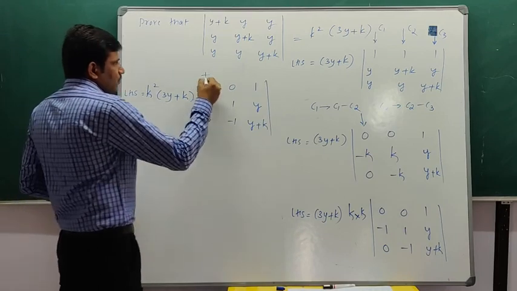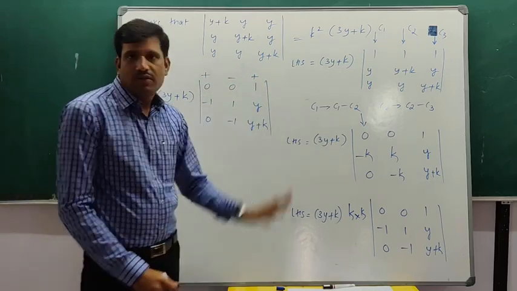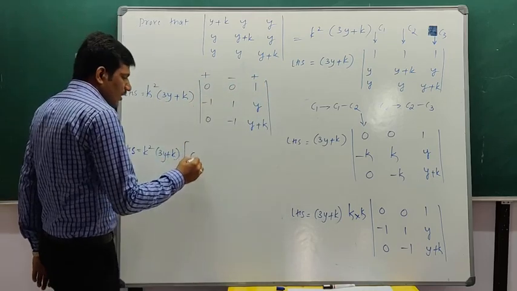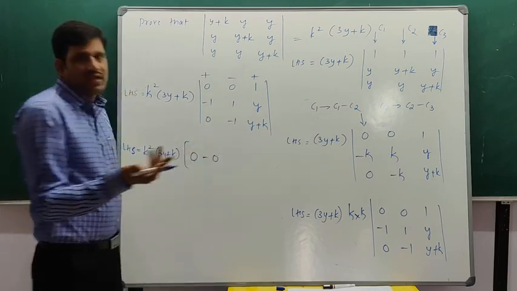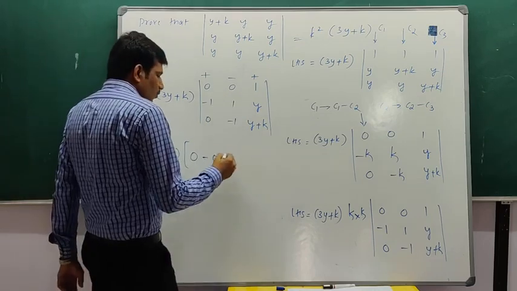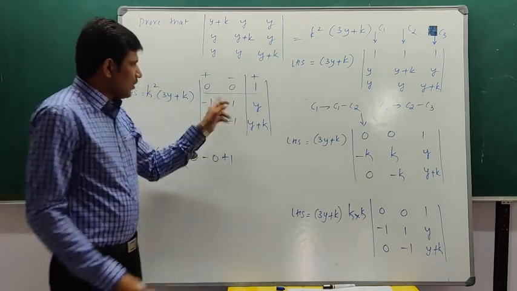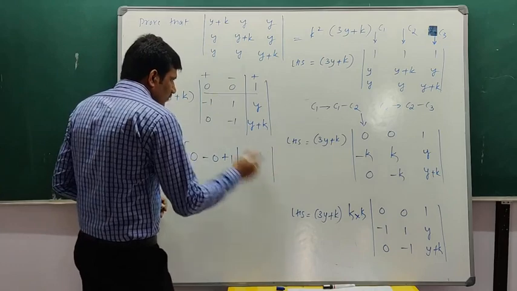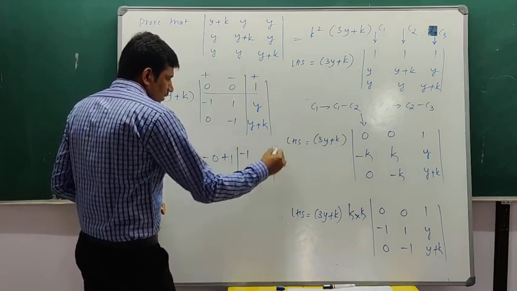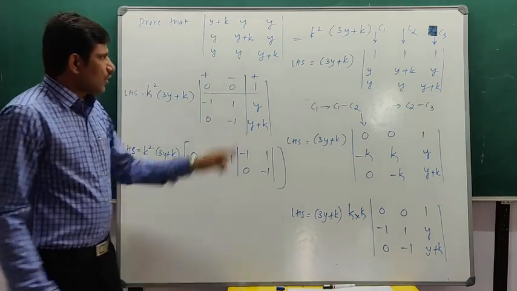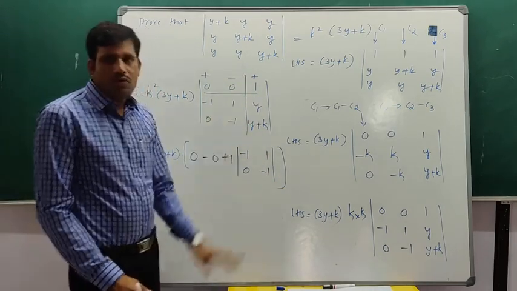So now expand by using first row. What is the sign convention of first row? Plus, minus, plus. Now this is 0 into anything will be 0. Next minus 0 into anything will be 0. Plus 1 into, leave this column, leave this row. When you leave this column, leave this row, what is left here? That is minus 1 plus 1, 0 minus 1.